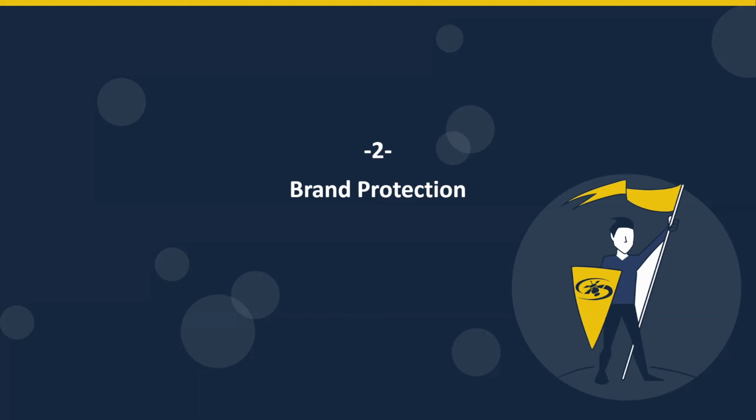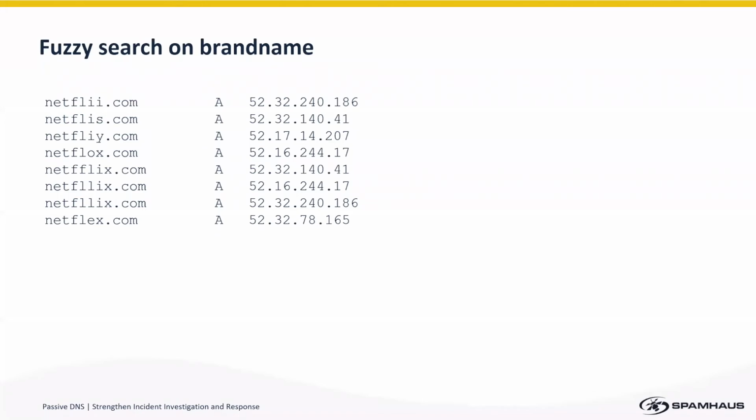So using the Passive DNS system, we can not just look for what name points to an IP or what IP has what names on it, but we can also search for things that look alike. So one of the things that our Passive DNS system allows you to do is to specify a fuzzy factor.